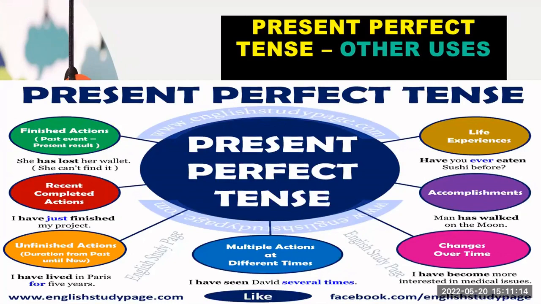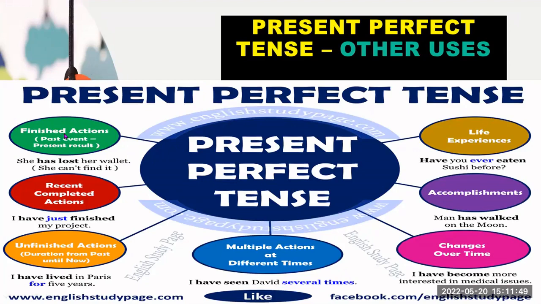Now, I want you to take a look at this pictorial presentation of the present perfect tense and its various uses. The first one here is finished action. We have a past event and a present result. Of course, we looked at it earlier, but we see another example. She has lost her wallet. The result is that she can't find it. That's the resultative past we earlier looked at. And here I want you to see it quite clearer.